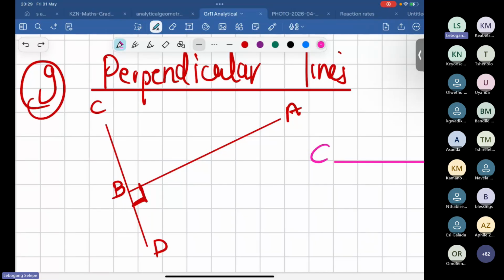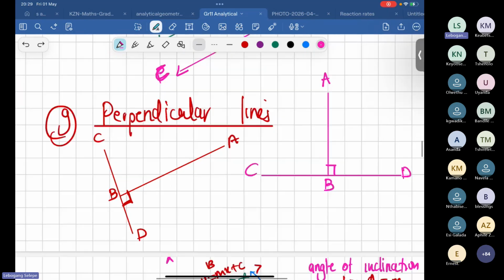Sorry, ma'am, to disturb. If we have a diameter instead of a radius, do we still use the same reason? Yes, it's still the same reason, because a tangent and the diameter are always perpendicular to each other at the point of tangency. So if you know the gradient of that diameter, you can automatically figure out the gradient of the tangent because they are perpendicular to each other. Okay, thank you, ma'am. No worries, perfect.